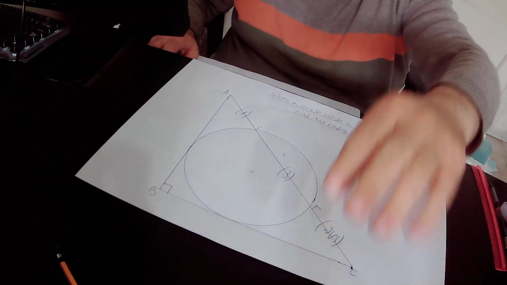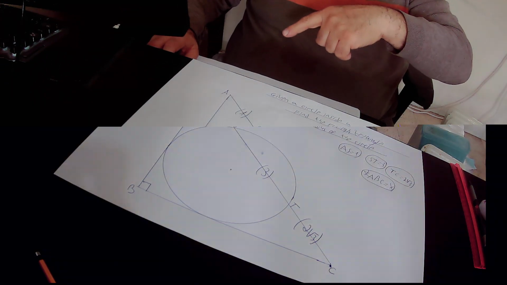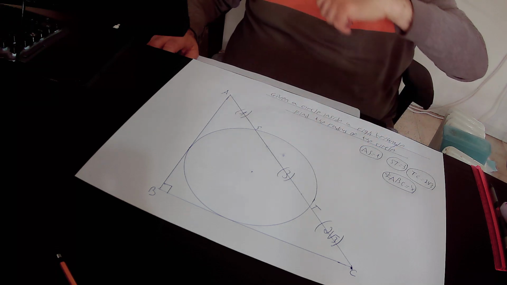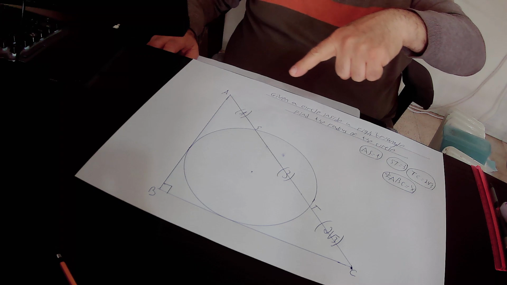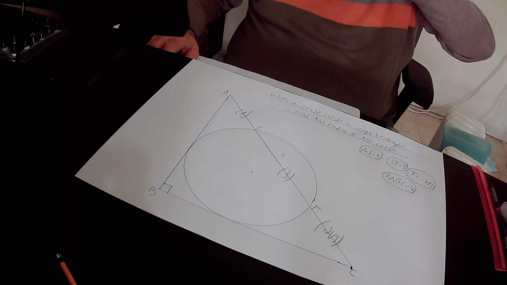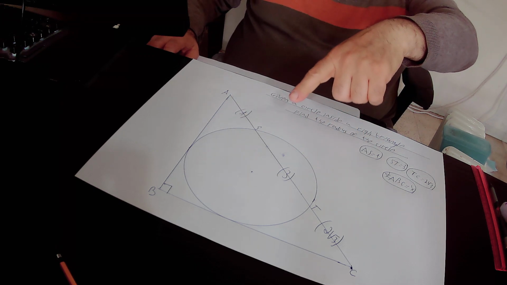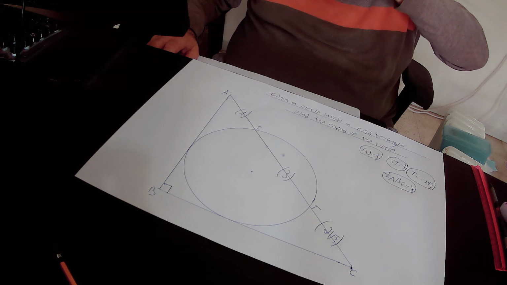And now, in this lecture, we'll find out the radius of a circle. In the drawing, we have the right triangle, triangle ABC. Inside this right triangle, we have this circle. And our mission is to find out the radius of this circle.